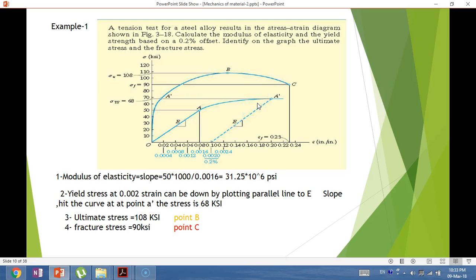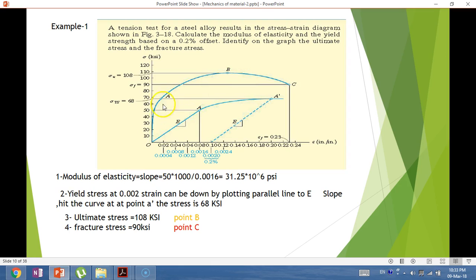Hello everyone, we continue by solving together example number 1, for which a tension test of a steel alloy results in the stress-strain diagram shown in figure 3.18. Calculate the modulus of elasticity and the yield strength based on 0.2% offset. Identify on the graph the ultimate stress and the fracture stress.